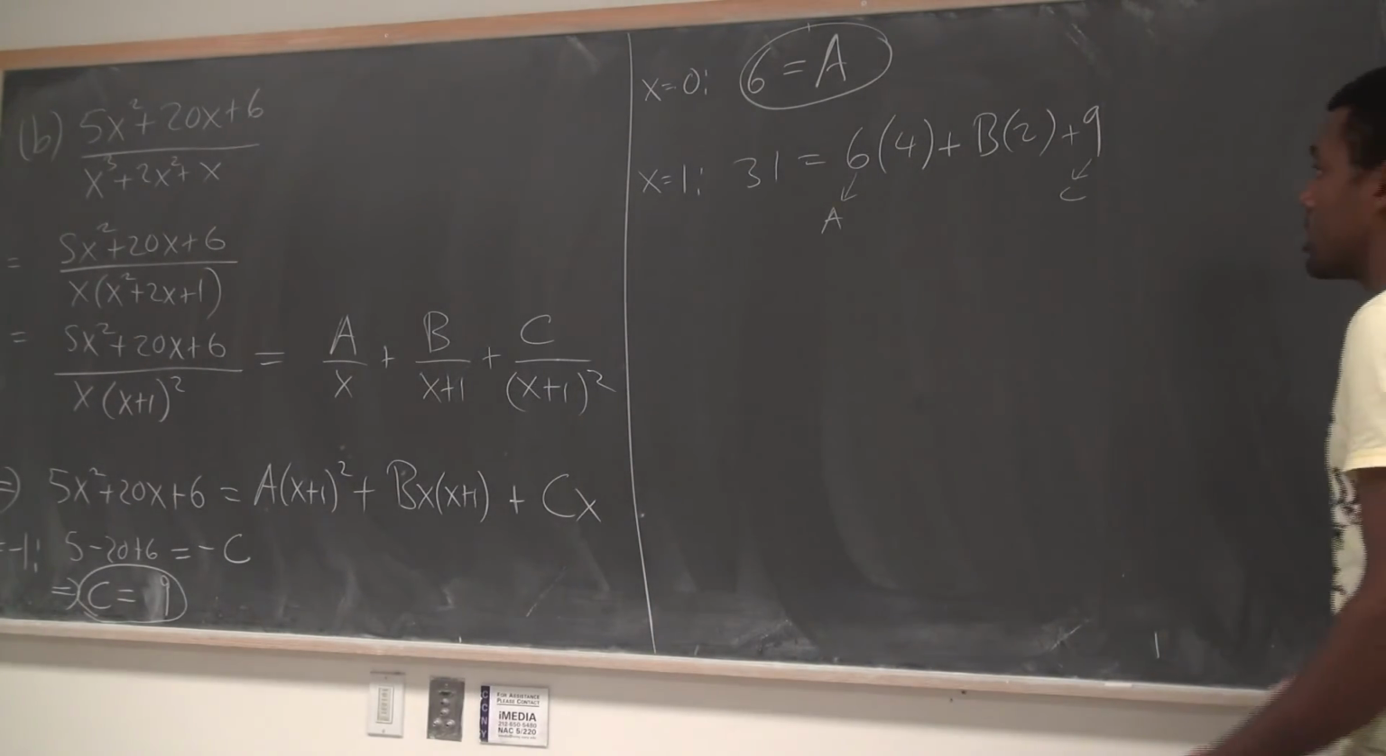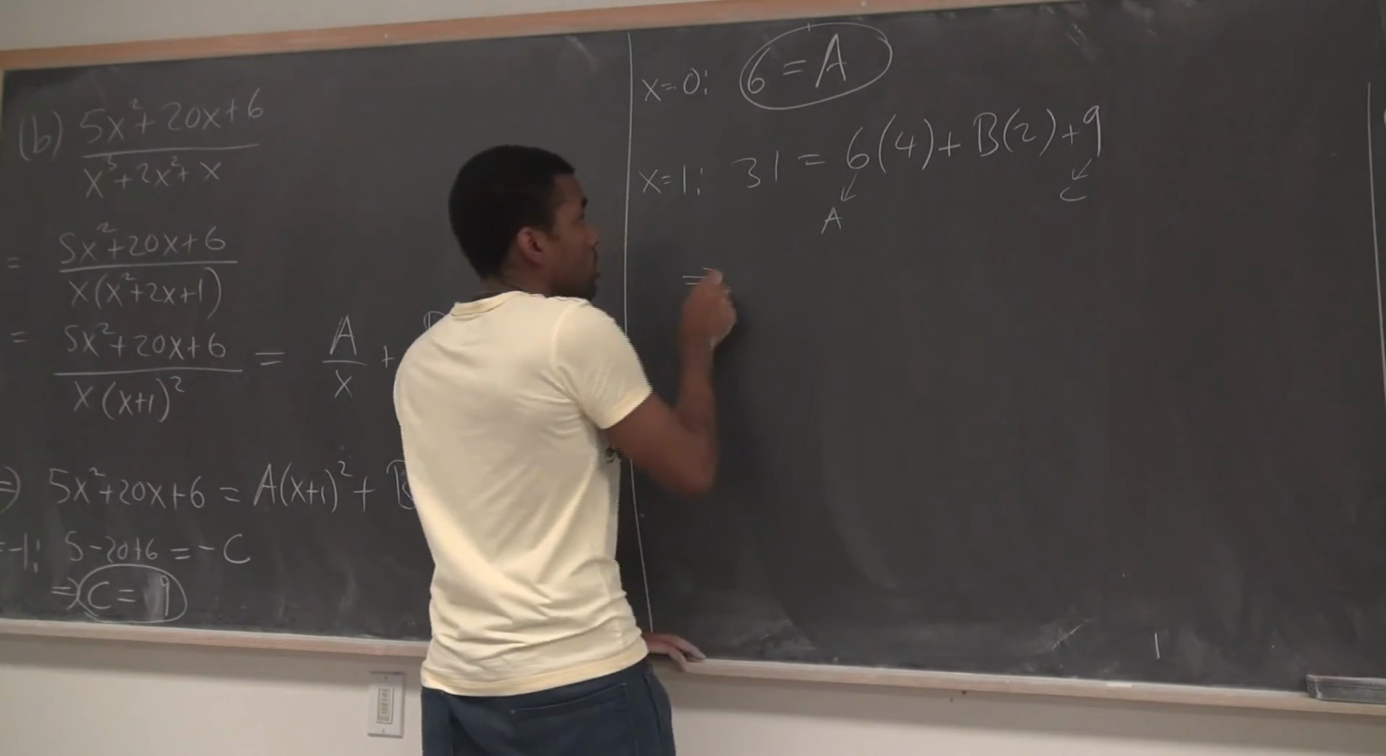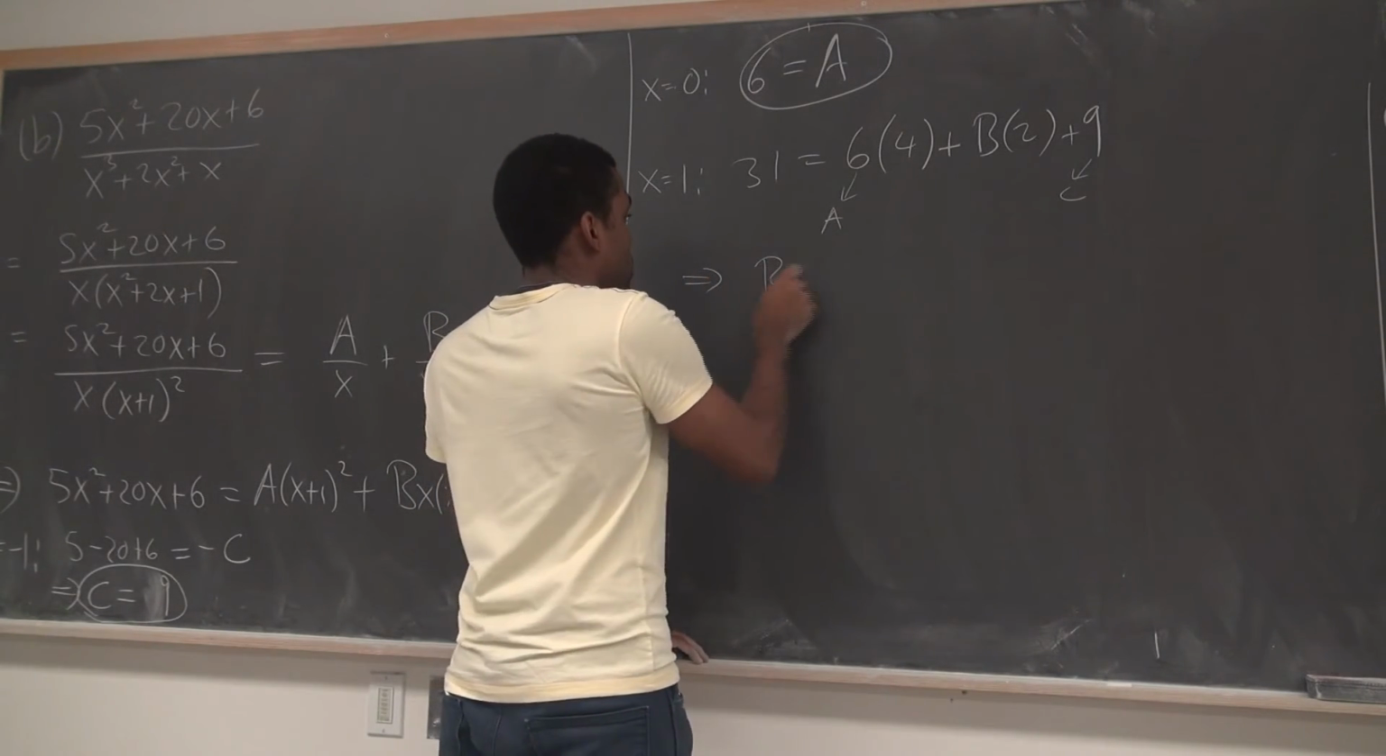And with that, we can actually solve for B, right? So B is negative 1. B is negative 1.